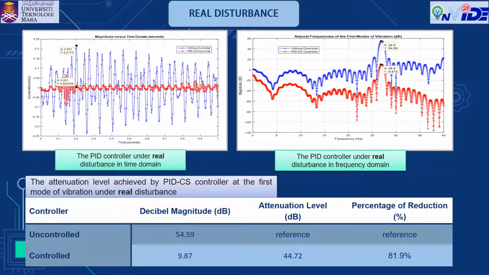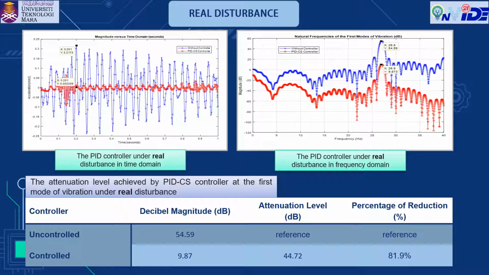In order to test the robustness of the developed controller, the analysis is continued by exciting the system with a real disturbance, whereby the disturbance is simulated based on the experimentally collected actual vibration data. The same PID parameter values obtained in the single sinusoidal disturbance were set for the real disturbance to compare its effectiveness. From the result, the maximum attenuation achieved by the PID-CS based controller under real disturbance is 44.72 decibel, which is equivalent to 81.9% attenuation. It is noticed that the performance of the controller under real disturbance is increased by raising the percentage of reduction in the system.